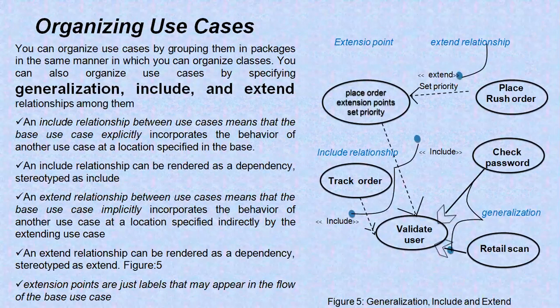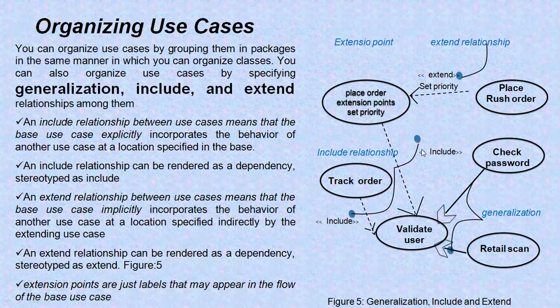Coming to organizing use cases, we can organize use cases by grouping them in packages in the same manner in which we can organize classes. We can also organize use cases by specifying generalization, include and extend relationships among them. So here an include relationship between use cases means that the base use case explicitly incorporates the behavior of another use case at a location specified in the base. An include relationship can be rendered as a dependency stereotyped as include.